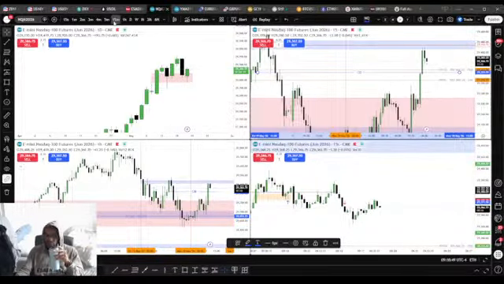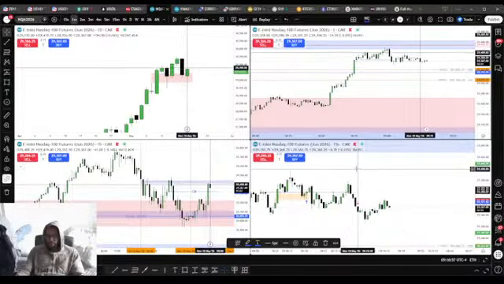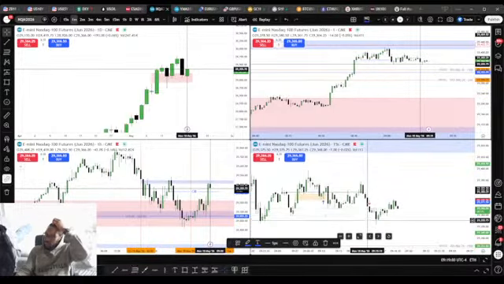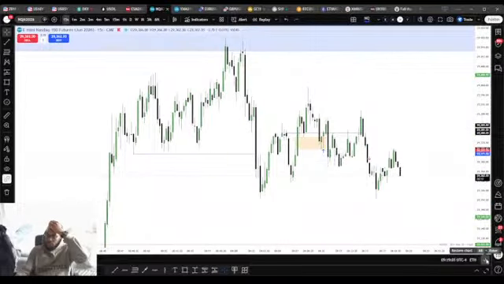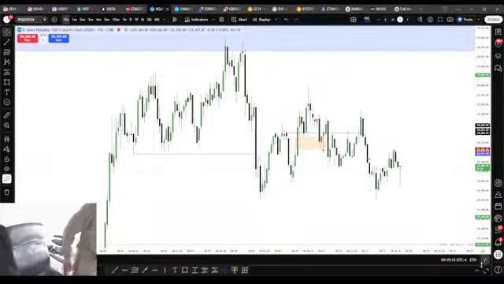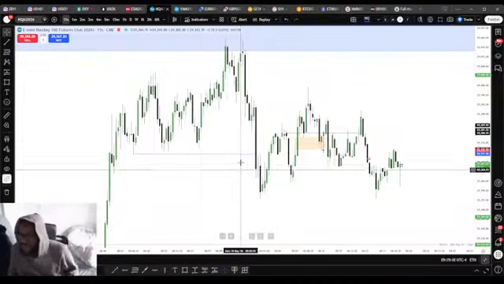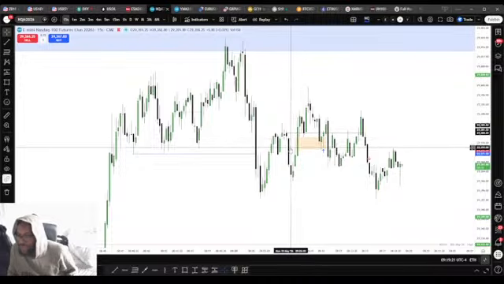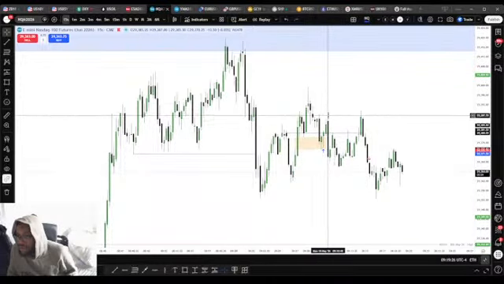Minute time frame, 5 minute, 1 minute. See, the way I'm looking at price right now, I'm asking myself, would I have entered? I would have entered. That's a good place to enter.